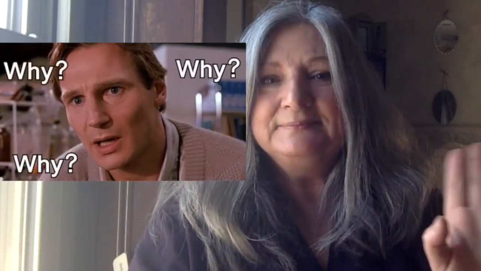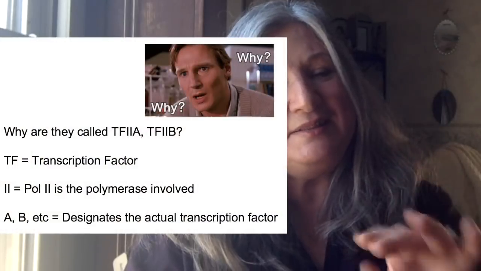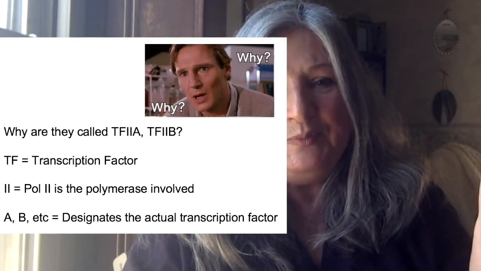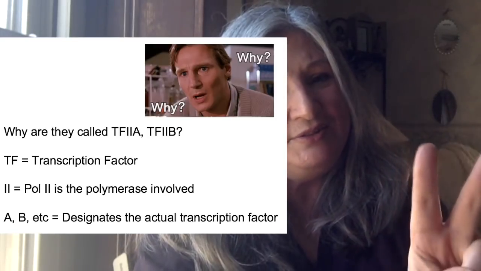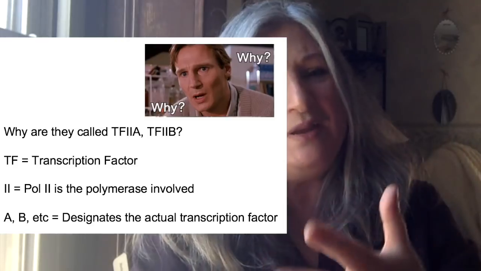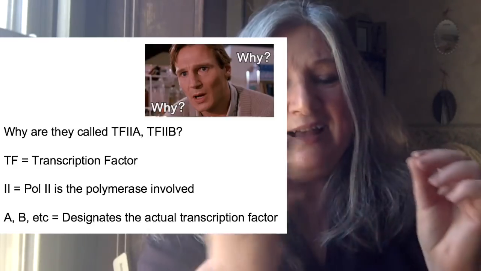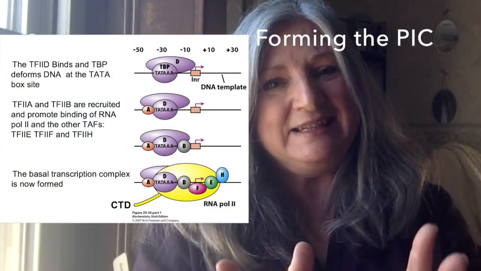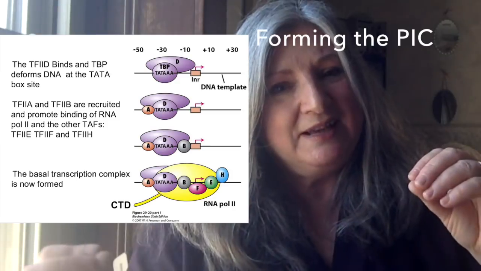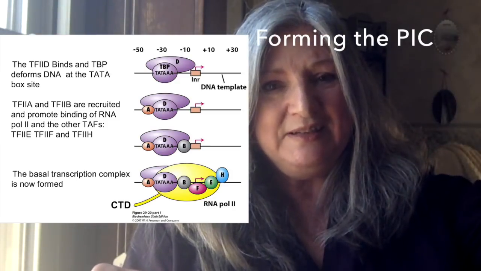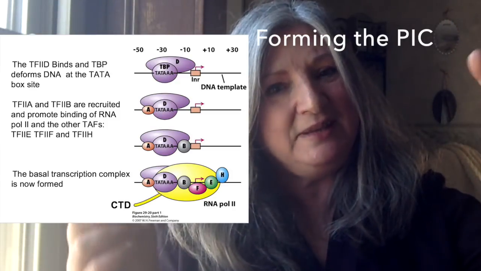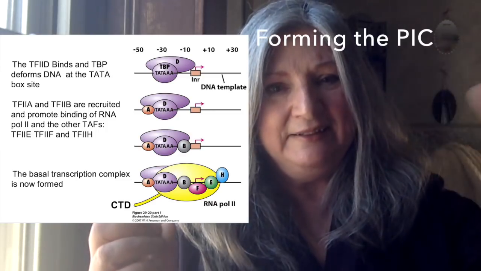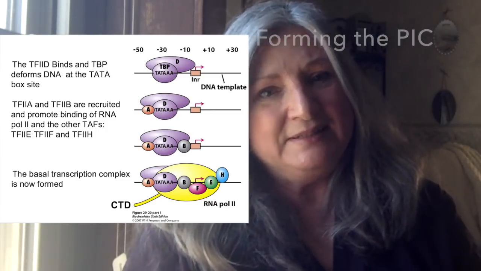Why are they called TF2A and TF2B? Good question. TF means transcription factor. 2 means we're going to be using polymerase 2. And A or B or D is the actual name of the transcription factor. So TBP and its friends make TF2D. They recruit TF2A upstream, TF2B downstream, and then TF2E and TF2F, and finally TF2H. Those are the main ones.